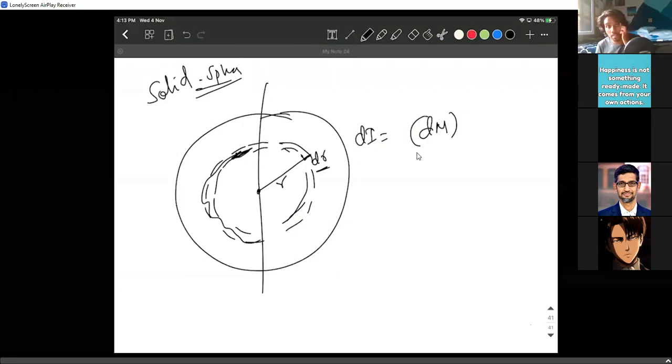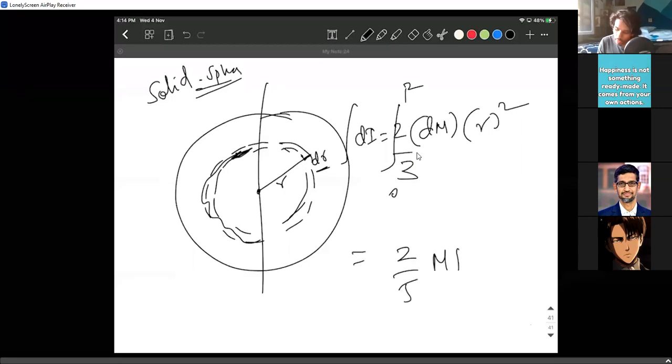It's not directly dm r square. You are considering a hollow sphere, so the moment of inertia is 2 by 3 dm r square. This is the moment of inertia of that hollow sphere. Now you have to integrate it from 0 to capital R. You integrate it, you will end up with an answer saying 2 by 5 M R square.